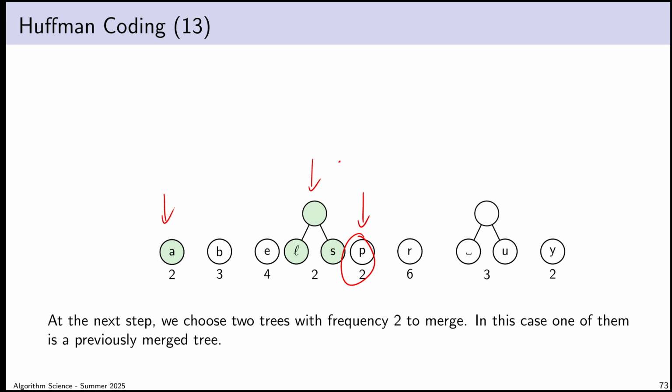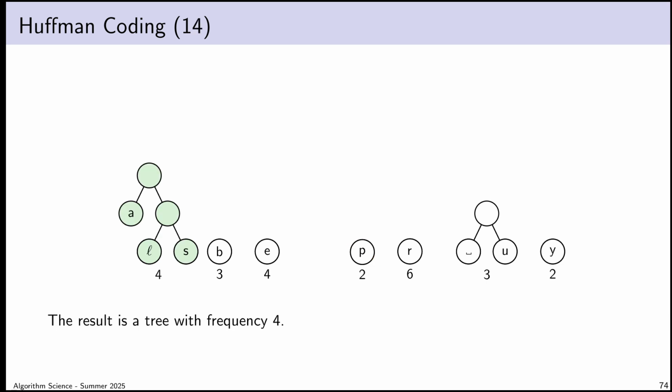So although it's weird to start by picking up this bigger tree, it's fine. The total frequency is 2, so it is a candidate to merge, because the minimum frequency available is 2. So any 2 trees with frequency 2 are good candidates for a merge. So I merge the A with the tree involving L and S.